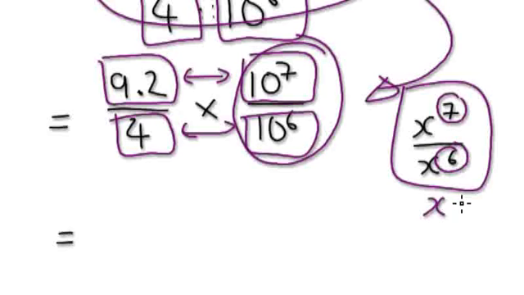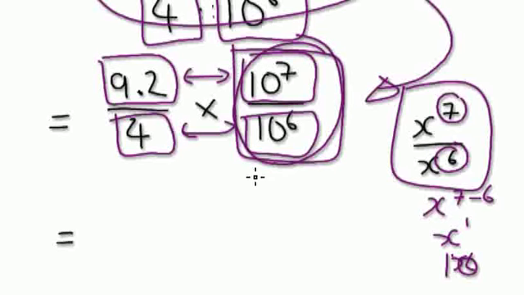Okay, so this here becomes x to the power of 7 take away 6, which is x to the power of 1, which is just x. Okay. In this case, it's 10. Well, anyway, let's do this bit here. So we know that this bit here is just 10.